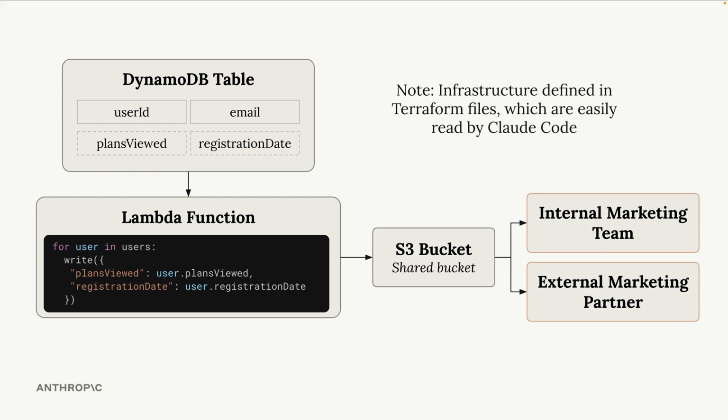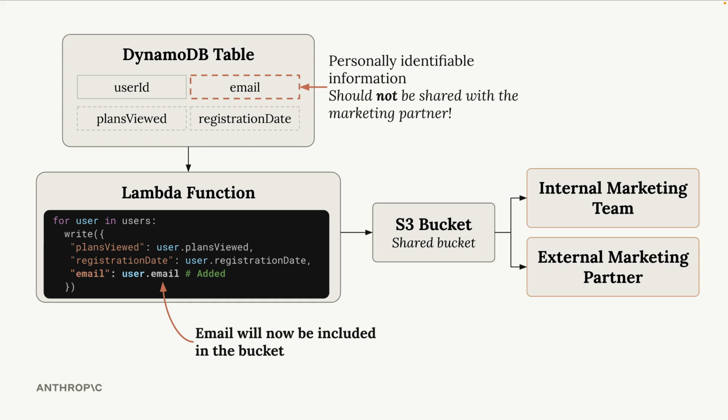So it's really important for us to always be aware of what information is being written into that bucket over time. Nightly, we might have a Lambda function pull out all the different users that have been added into that table, and then extract just plans viewed and the registration date, and store that in the S3 bucket so these two marketing teams can access that information. Now let's imagine that months later on, the internal marketing team asks us to also store the email inside of this S3 bucket as well.